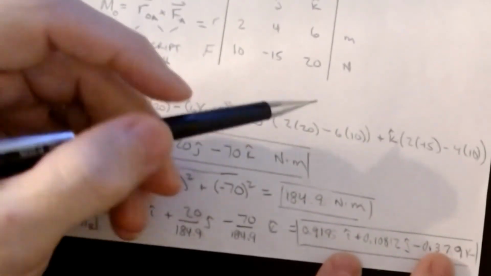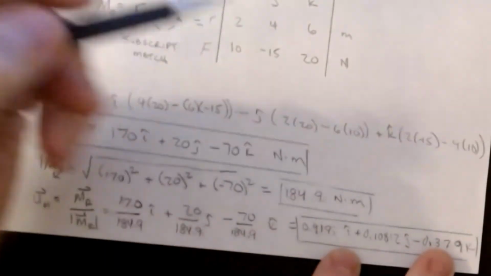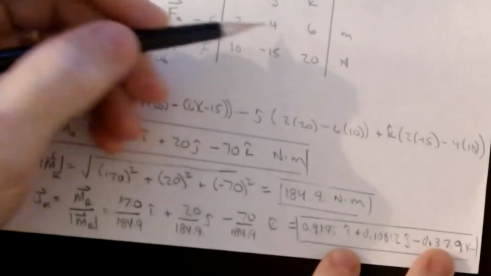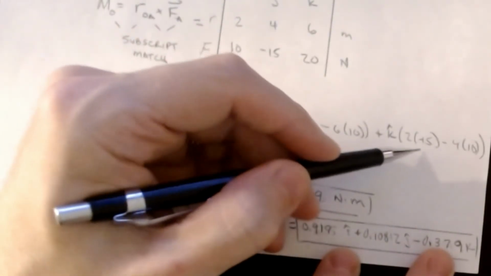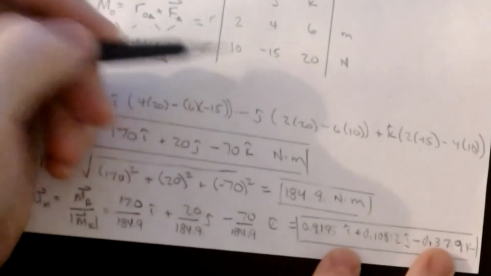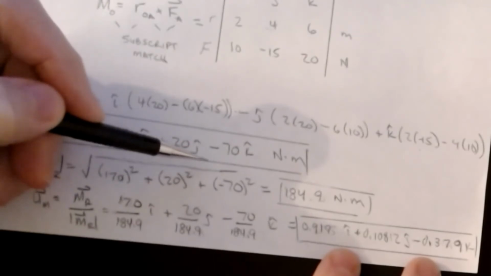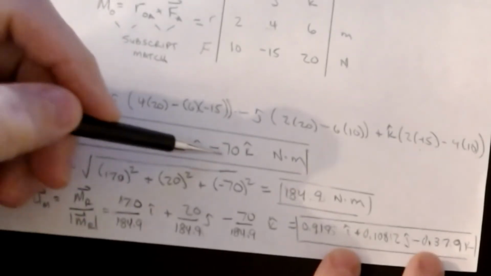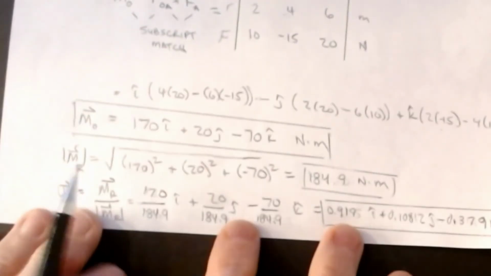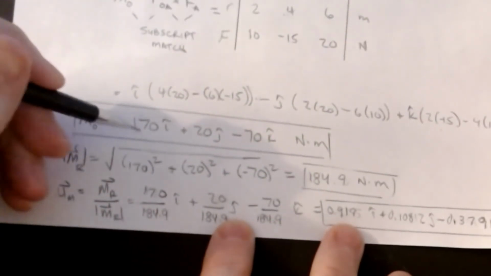And then k is the determinant of 2 and 4 and 10 and minus 15. So 2 times minus 15 minus 4 times 10, which will get me minus 70 for the k value. Okay, and now I've got the components. I can find the magnitude, summing the squares and square rooting.